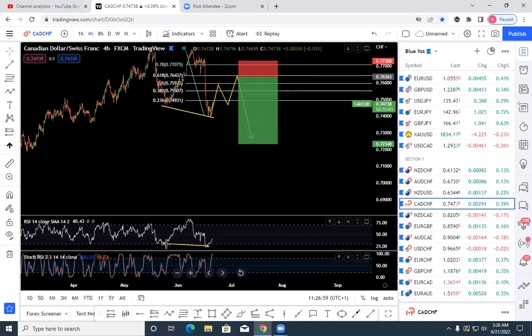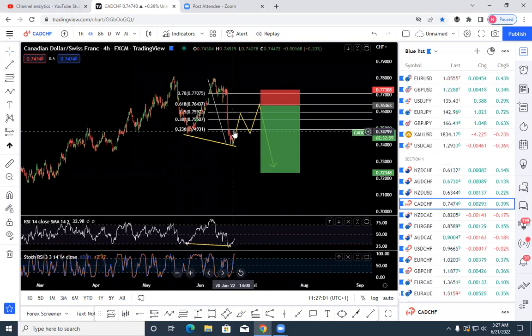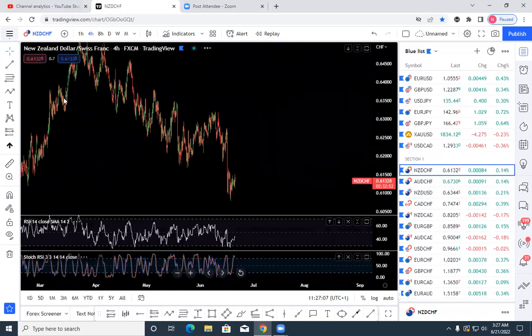Guys, you have just learned how we know whether a correction will be formed here or a reversal will be formed here. We use divergence, guys. So that is CAD CHF.